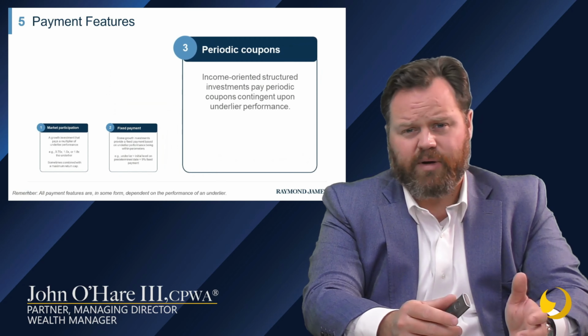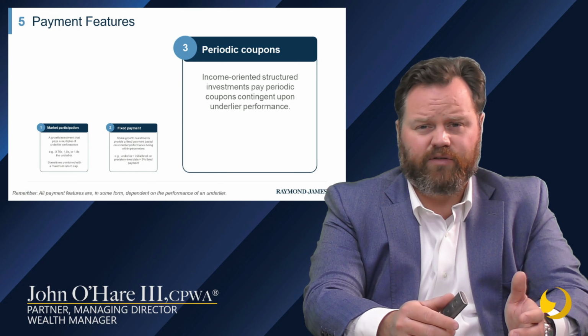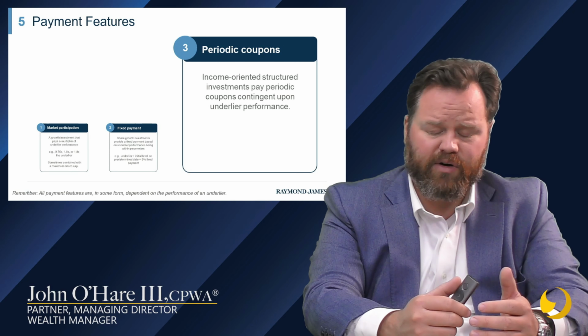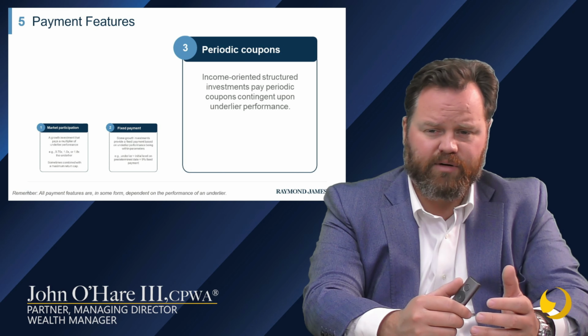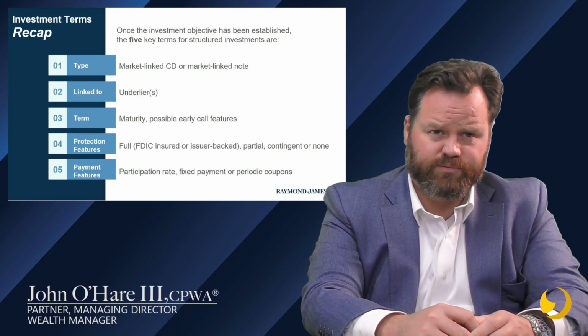And lastly, some of them have periodic coupons. Now feeling very much like periodic coupon bonds, that you get set income over different periods, usually semi-annually. That's very, very common. So recapping just briefly, there are 5 things that every market-linked investment needs to define, whether it's a note or a CD: the underlying indexes, the maturity, what kind of protection features it offers, and what kind of payout features it offers.